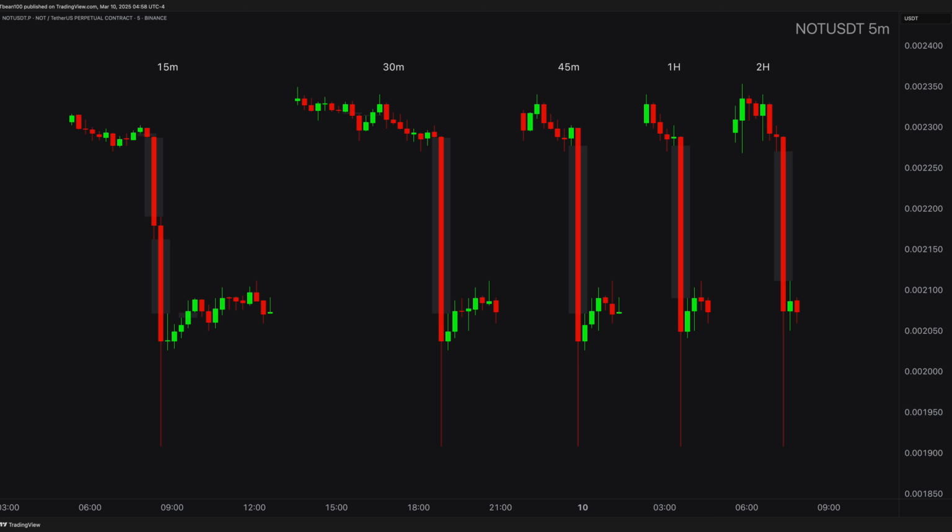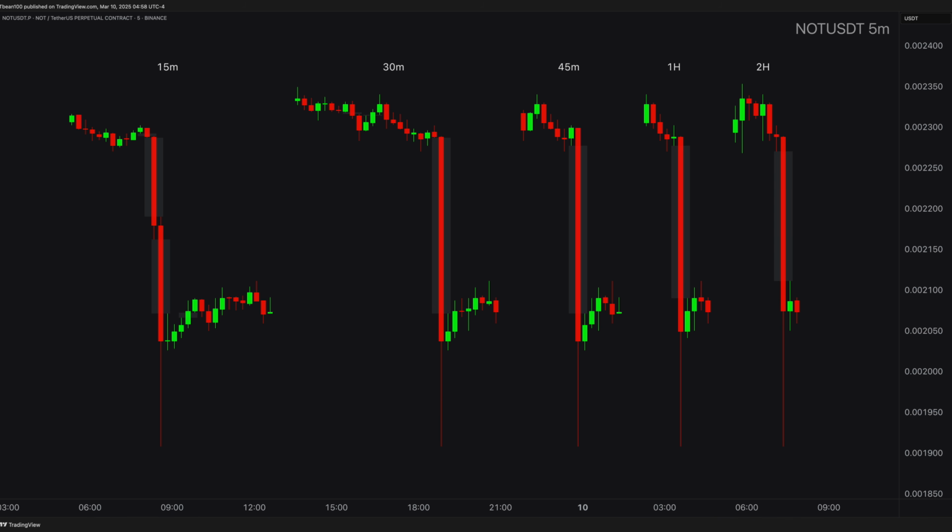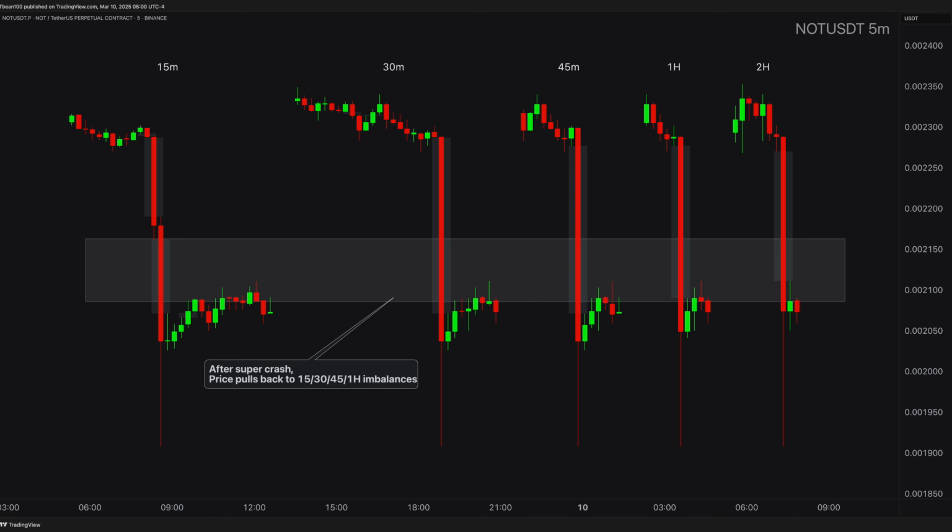By using our multi-time frame indicator called ICT High Time Frame Candles, you can easily notice this extreme crash. Altcoins like this one generally crash harder compared to major coins. This area of multi-imbalances with 15 minutes, 30 minutes, 45 minutes, and 1 hour already caught my eye. This is how we spot areas to seek entries.